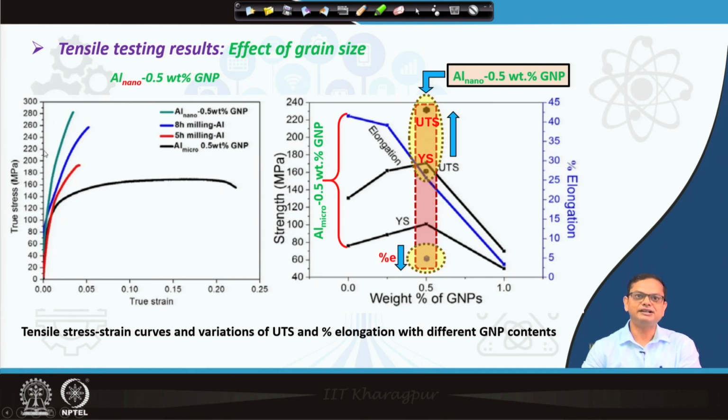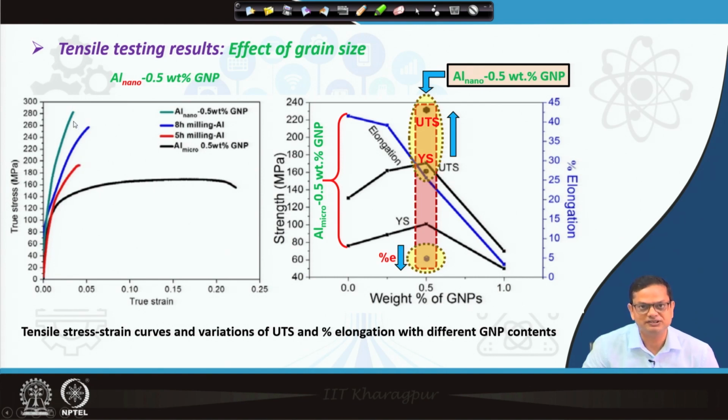Then different kinds of powders have been added here: 5 hour milled, 8 hour milled, and this is 10 hour milled. Higher milling means lower grain size. So, you can see here with higher milling time and lower grain size, there is an increase in strength. It reaches around 280. We started from 80 and we are going to 280 MPa. However, we are losing the ductility completely.